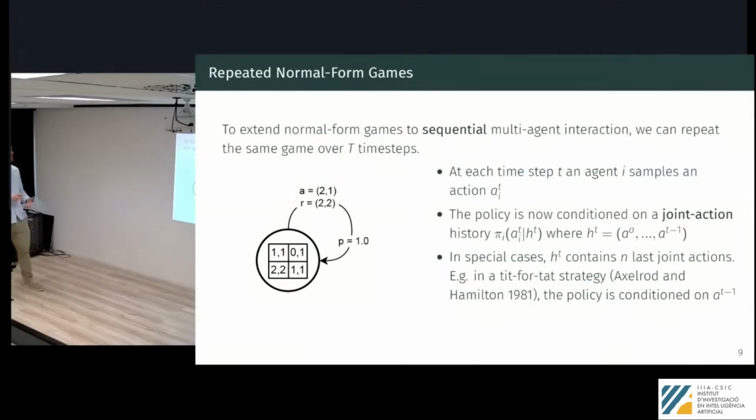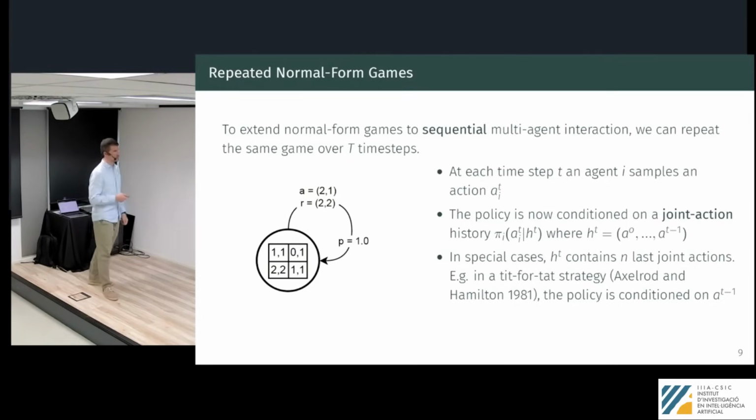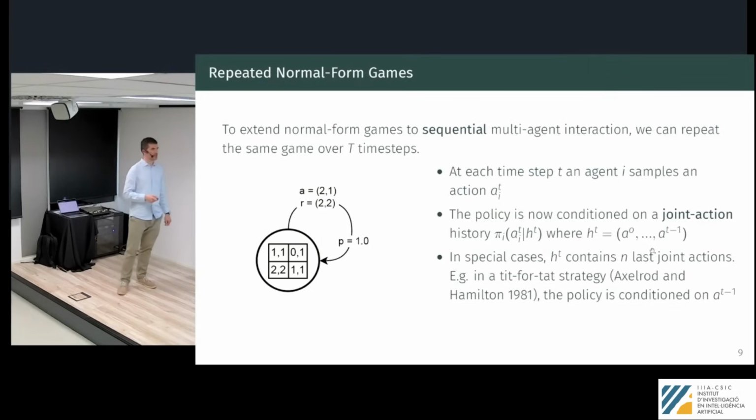It repeats the same normal form game over and over for a fixed number of time steps or indefinitely. And now the important difference is that the policies can now be conditioned not just on nothing, which was the case in normal form games, but actually on the history of the joint actions that were executed in the past. So the history is this HT, and it means all the joint actions that were executed from time step 0 until the most recent time step. This is what they have seen so far that happened in the game, right? And sophisticated strategies can be conditioned on that.